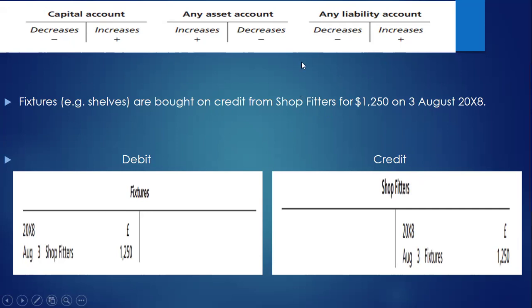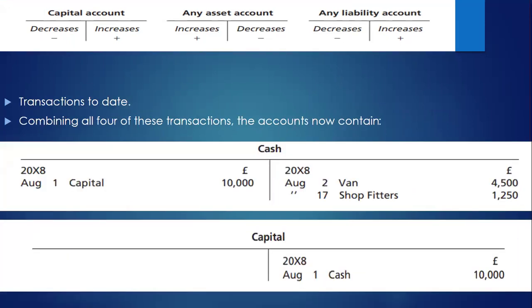Meanwhile, my assets have increased as well. I bought fixtures, some shelves or fixtures, as it says here. So it's going to go under assets, or fixtures. Assets have increased, so it goes to the debit side. So $1,250 on the debit side for fixtures or shelves, and $1,250 for the shop fitter, which is accounts payable, on the credit side. I think this is much easier than before. Let's see the next one.